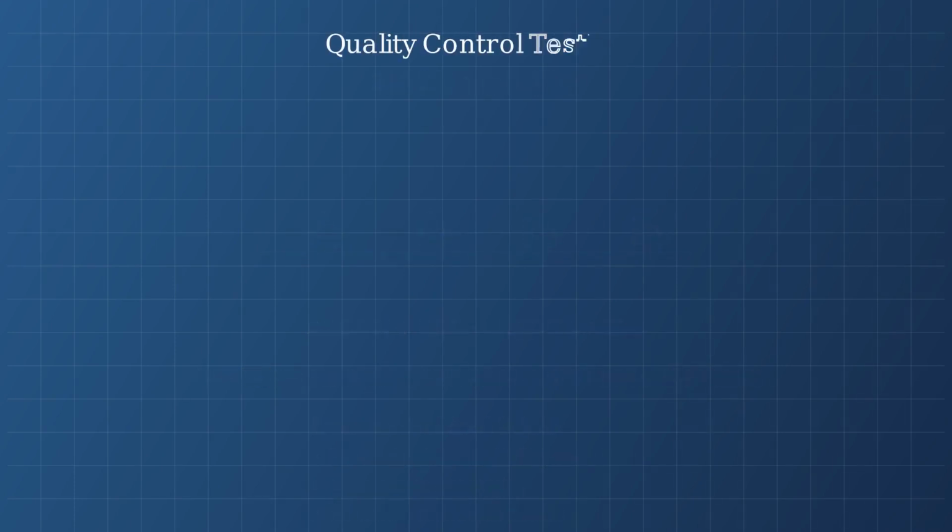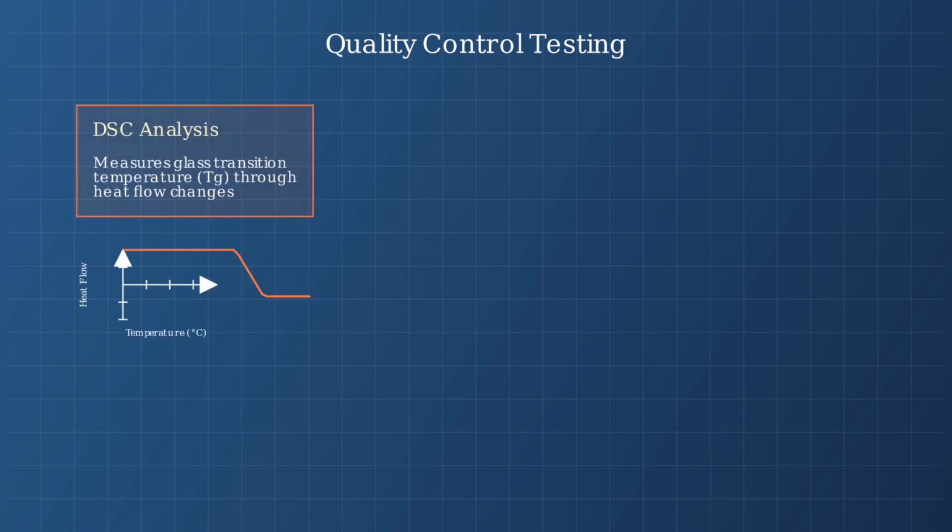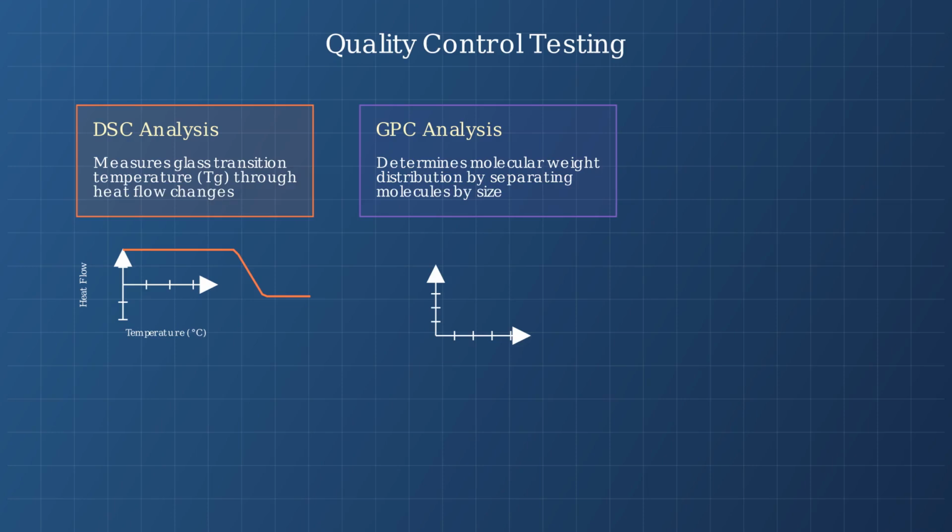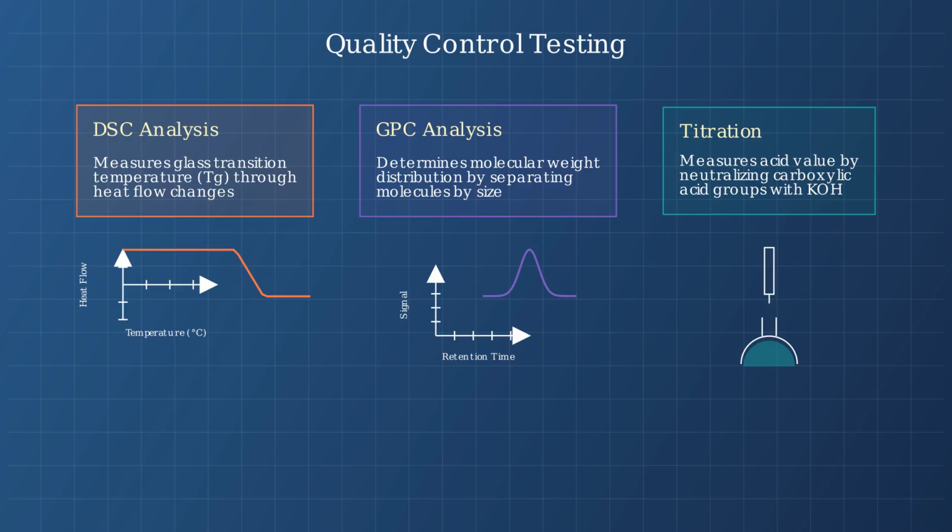Quality control testing ensures our copolymer meets all required specifications. Differential scanning calorimetry, or DSC, measures the glass transition temperature by detecting changes in heat flow. Gel permeation chromatography, or GPC, analyzes molecular weight distribution by separating polymer chains based on their size. Titration with potassium hydroxide determines the acid value by neutralizing the carboxylic acid groups in the polymer.